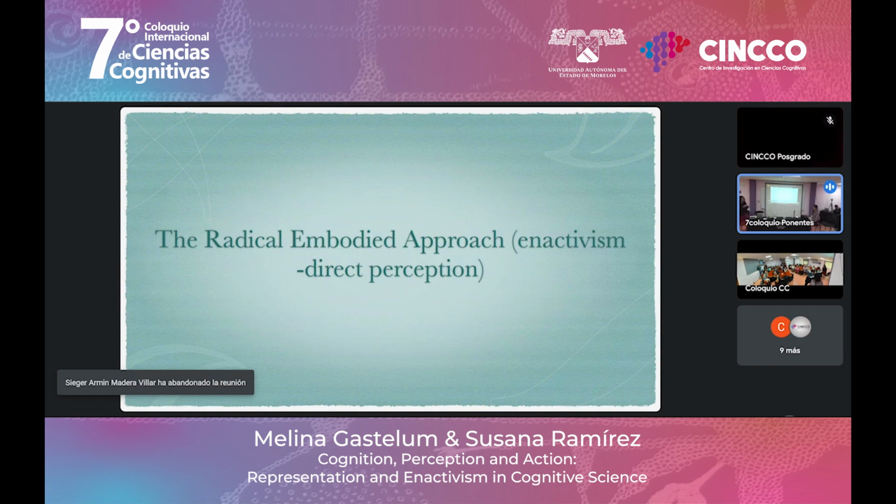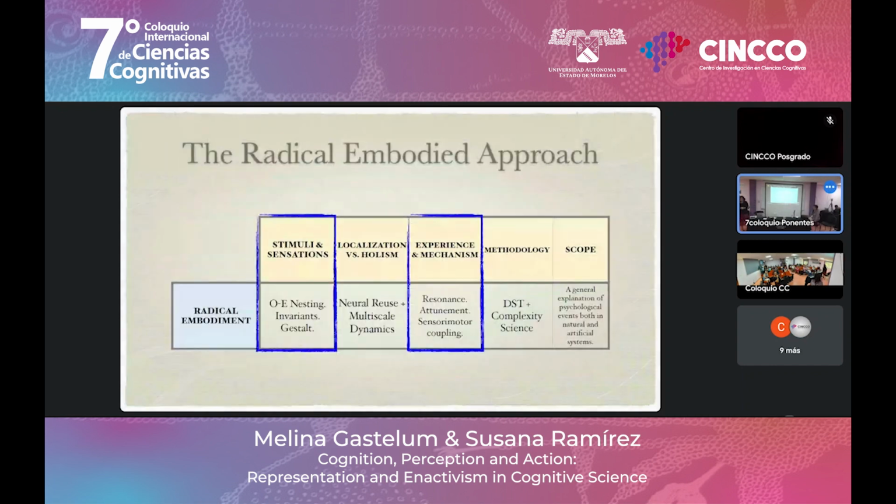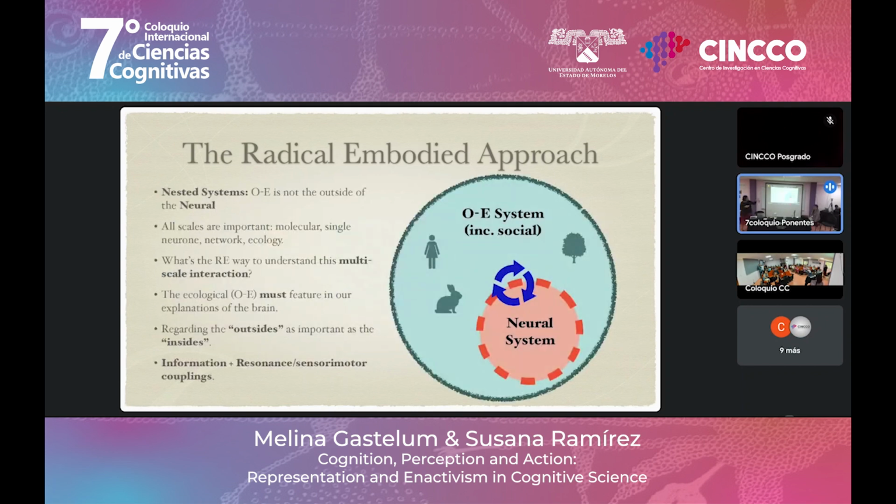With some parts, of course, yes, but the radical embodied approach is going to say something different. It says that the stimuli and sensations have to be taken as an organism-environment system, the OE, nesting that contains invariants. That puts on a structure or a gestalt, and that is what we perceive. The experience and mechanism of perception can be described as resonance, attunement or sensorimotor coupling; there are variants there. So the picture changes. What we have is nested systems. The organism-environment is the system we have to take into consideration. And this is important because the ontology changes.